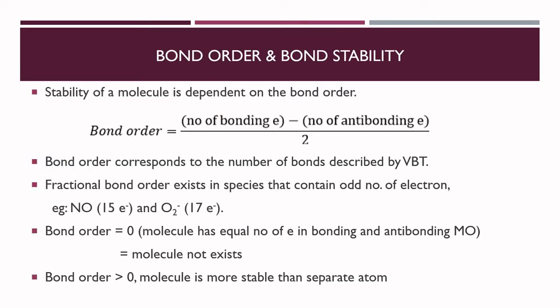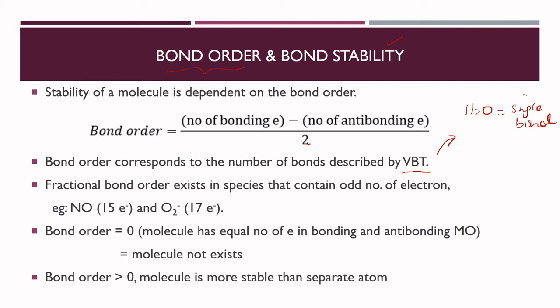From the molecular orbital diagram, we can calculate the bond order and determine the bond stability of a molecule. The stability of a molecule depends on the bond order. We calculate bond order based on this equation: bond order equals the number of bonding electrons minus the number of anti-bonding electrons, divided by 2. Bond order corresponds to the number of bonds described by VBT. For example, using VBT, you have, like H2O, having single bond.